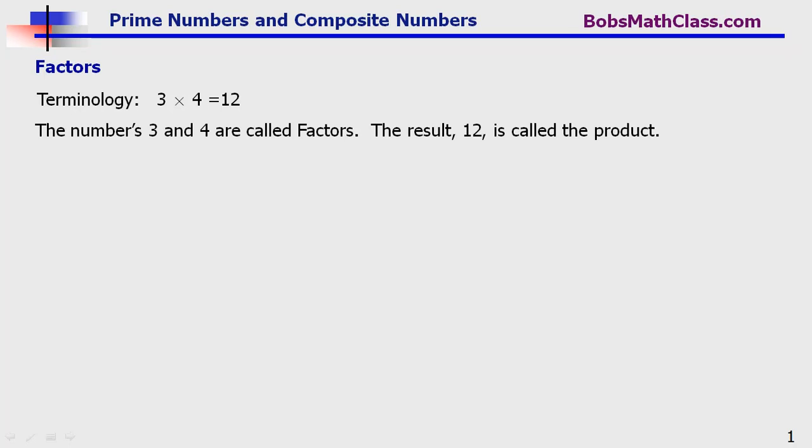This video is on prime numbers and composite numbers. Let's first talk about factors. In the product of 3 times 4 equals 12, the numbers 3 and 4 are called factors, and the result, 12, is called the product. So numbers that multiply to obtain a certain value are called the factors.